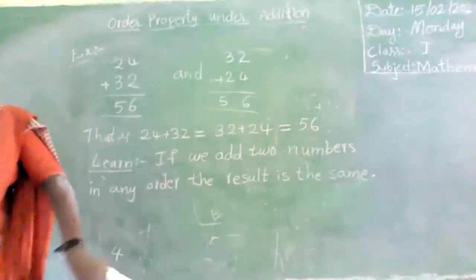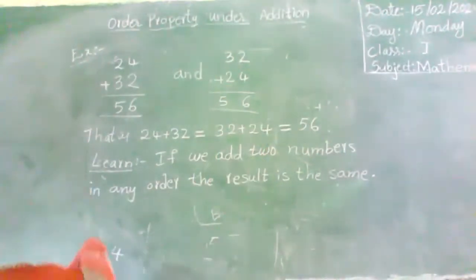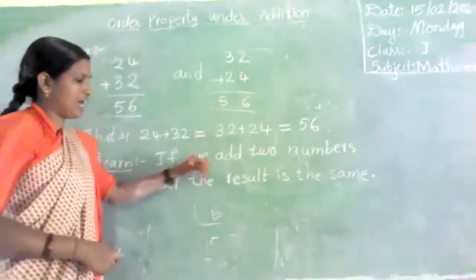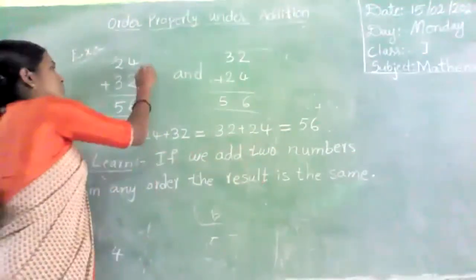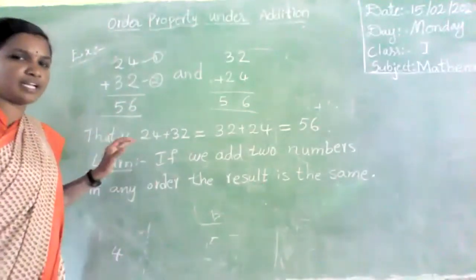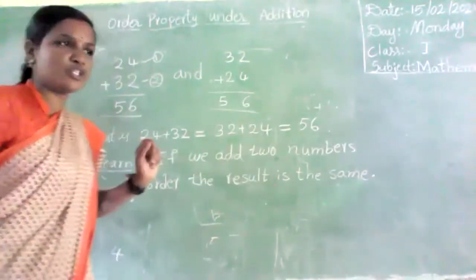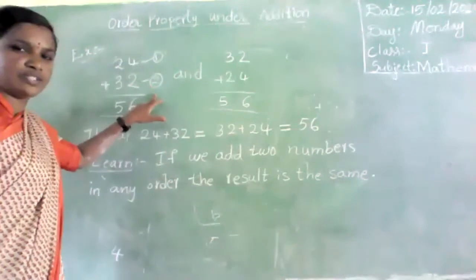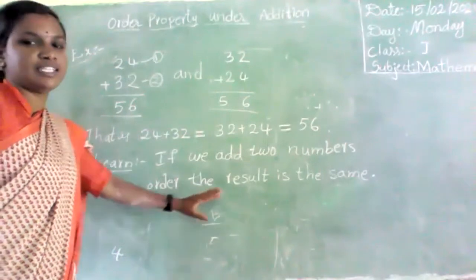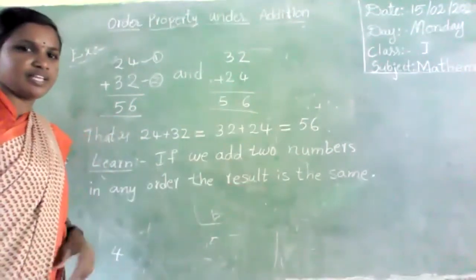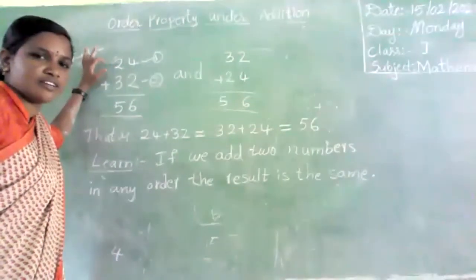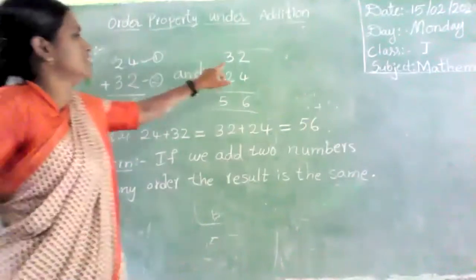See, students, if we add two numbers, what are the two numbers? 24 and 32. Look at the board properly. If we add two numbers, 24 and 32, in any order, the result is the same. From the first one, 24 we wrote first, and here 32 first.